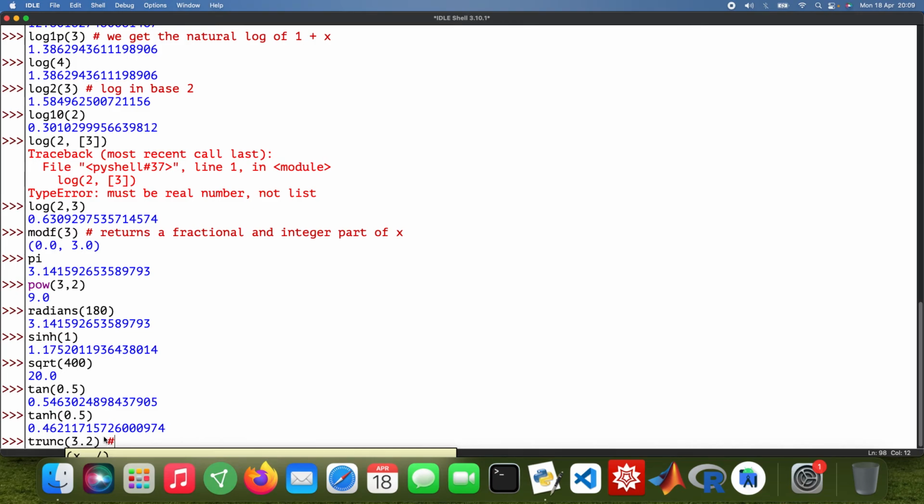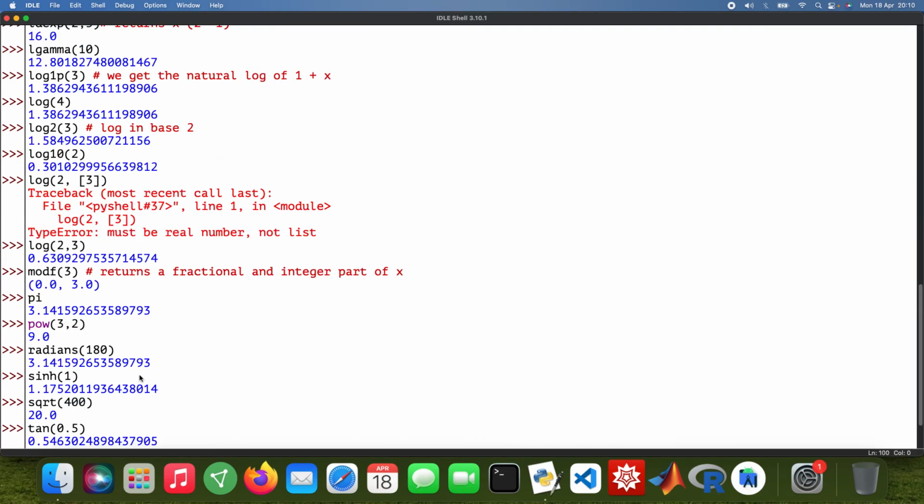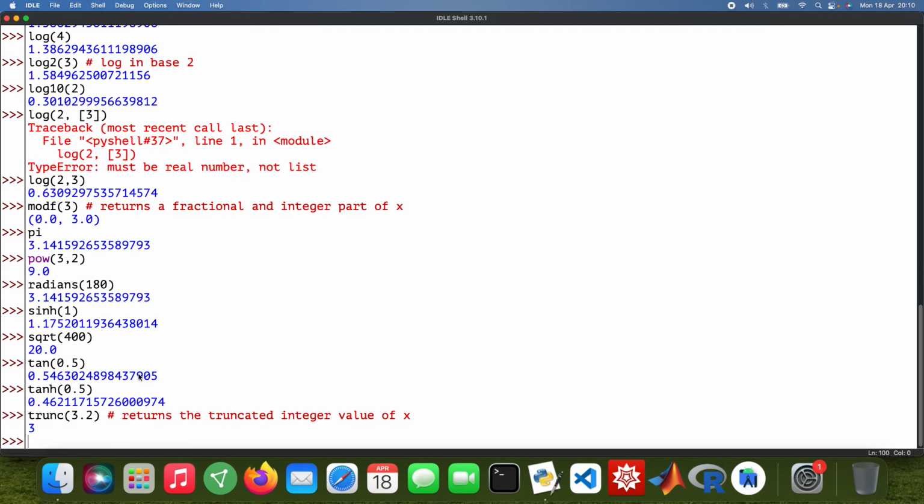What this does is it returns the truncated integer value of x. Cool. So yeah, this is it. This is what I wanted to show you in the functions that are in the math library.